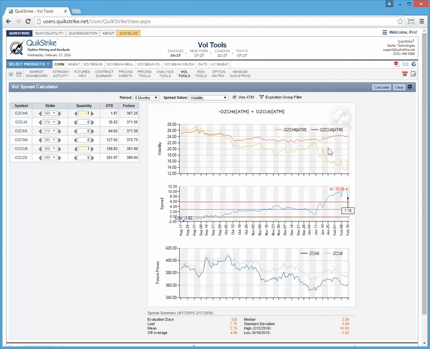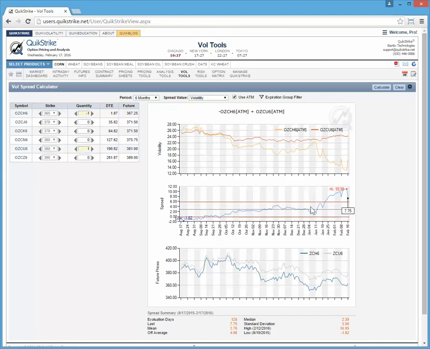But this is a great way to keep track of spreads and investigate spreads. If you see something that's a little bit out of line, you could take the time to investigate here and see what you think and see if there's a trading opportunity. This is going to give you the outright values for the volatilities for each of these expirations. Below here is going to give you the spread. So obviously we're buying the one and selling the other.